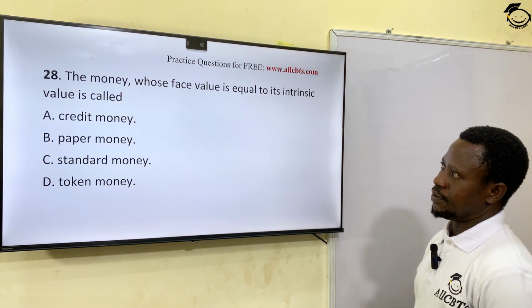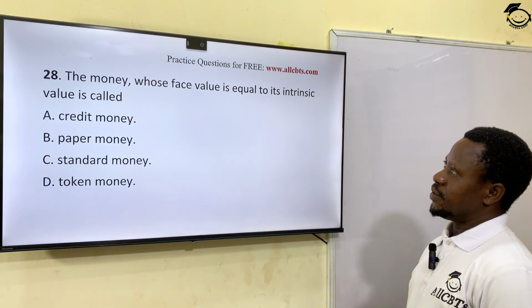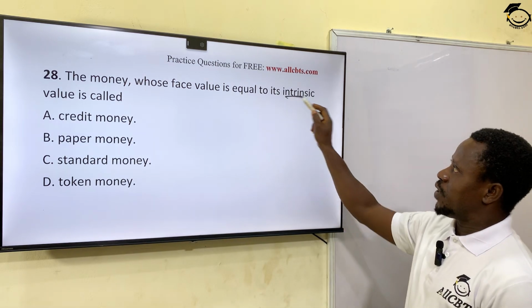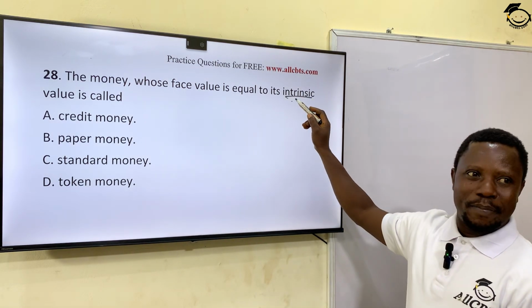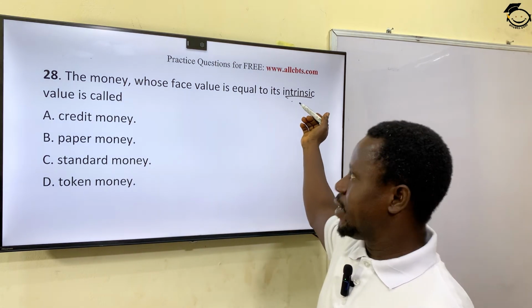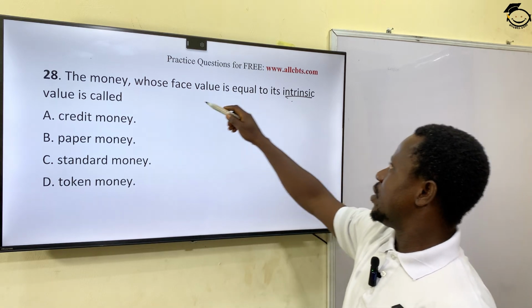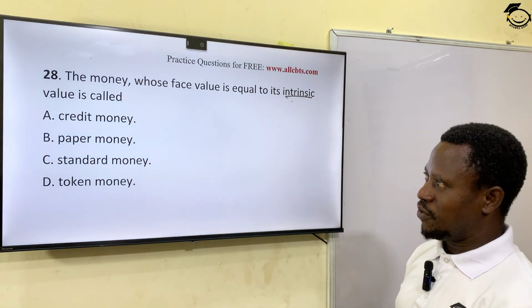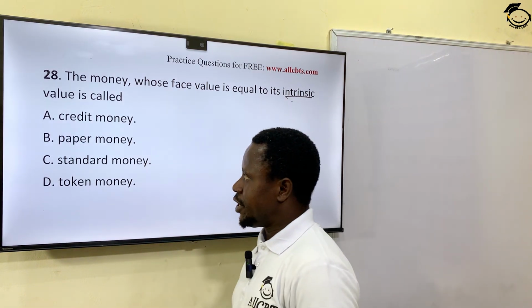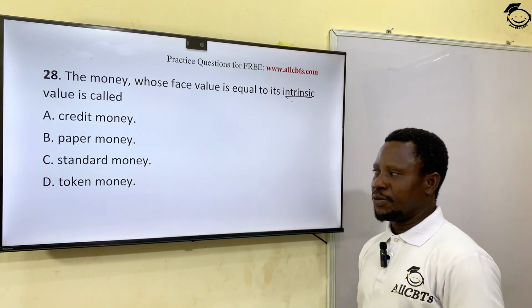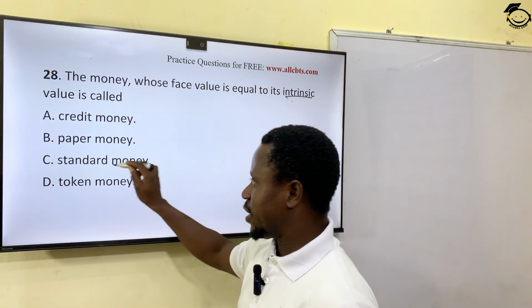The next question. The money whose face value is equal to intrinsic value. What is intrinsic value? We're talking about what it can buy. We have face value. We also have what money can buy. If the face value is also equal to what it can buy, the value in the market, what do you call that kind of money? Credit money, paper money, standard money, token money. The correct answer is standard money.